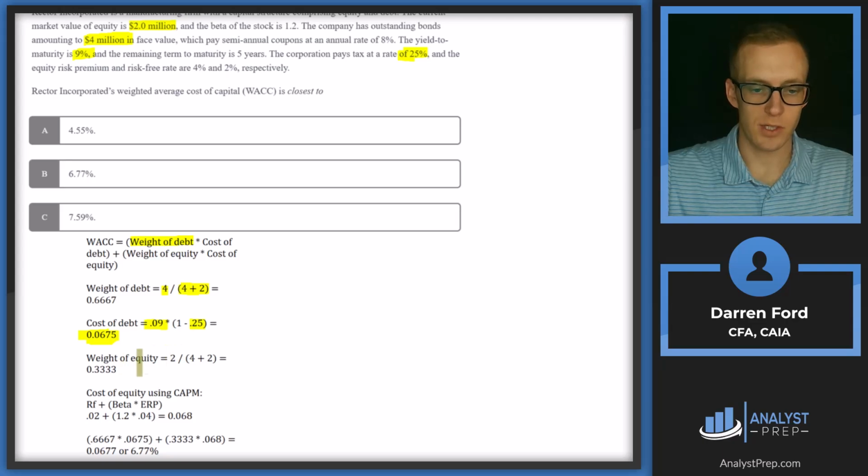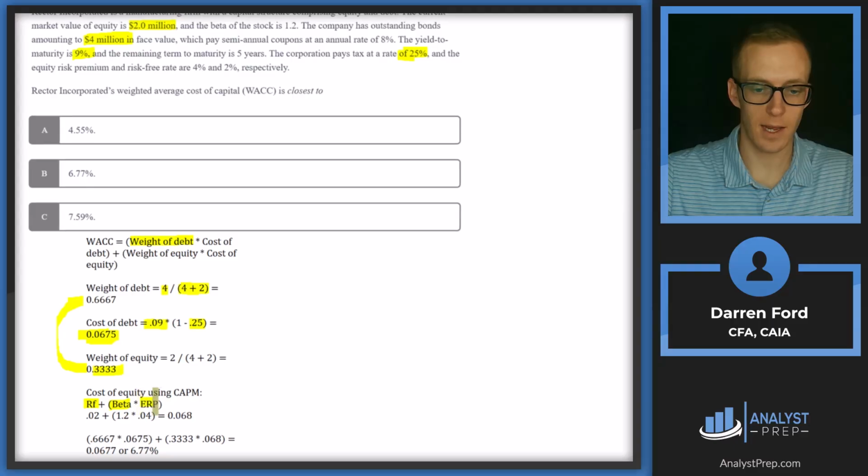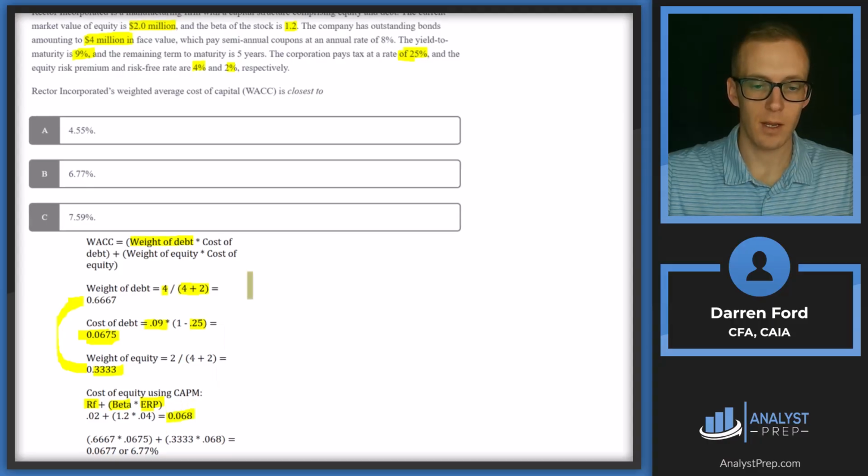Weight of equity is just going to be the opposite of weight of debt. So we have 2/3 for debt, 1/3 for equity. And then cost of equity, we're going to need to use the CAPM formula. So we're given the risk-free rate and beta and equity risk premium. So risk-free rate is 2%, equity risk premium 4%, beta is up here, brings it to about 6.8%.